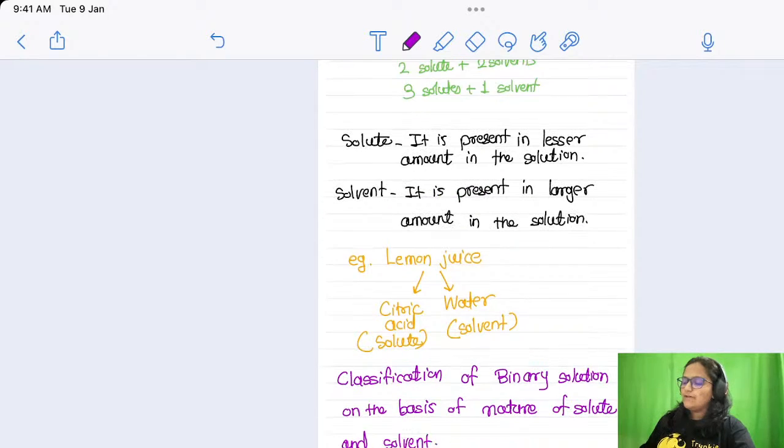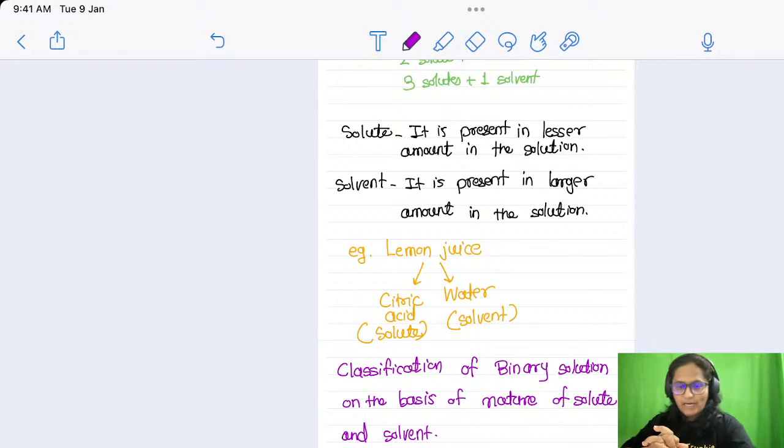Yes, this was a classification based on the number of components. Next, we have learned that solute is present in the lesser amount or quantity, and solvent is present in the larger quantity in the solution. For example, in case of sugar syrup, I will give you the sugar solution example. Sugar will be solute, water will be solvent.